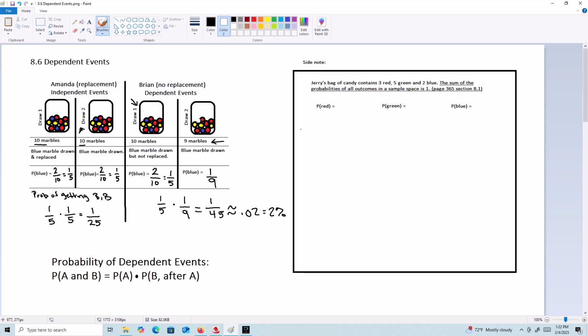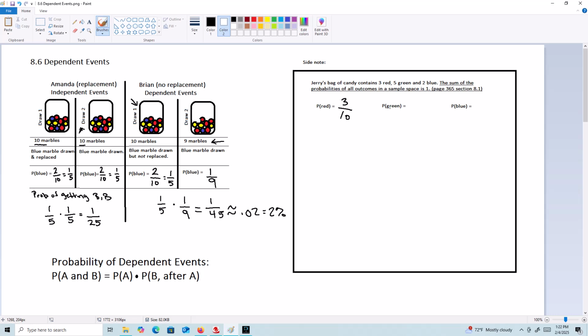All right, just as a side note, before we had talked about adding up probabilities, so I just want to refresh that in your mind about why we are multiplying now, but before we were adding. This is back from section 8.1. In this, it makes the statement, the sum of all the probabilities of all outcomes in a sample space is 1. So the probability of getting a red was going to be 3 out of 10 pieces of candy.